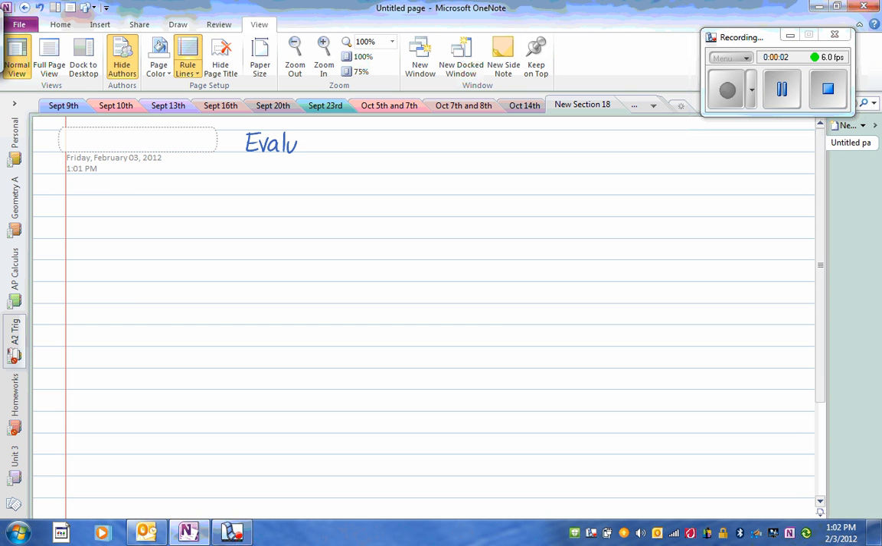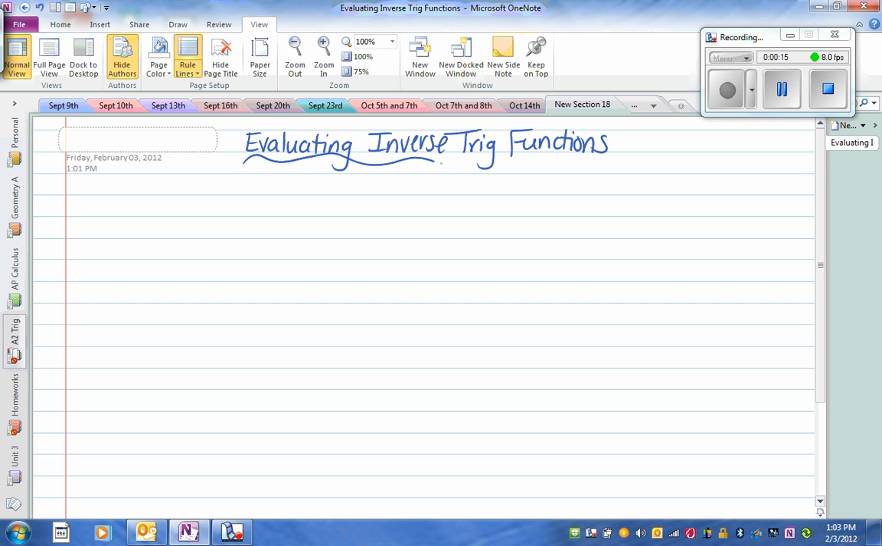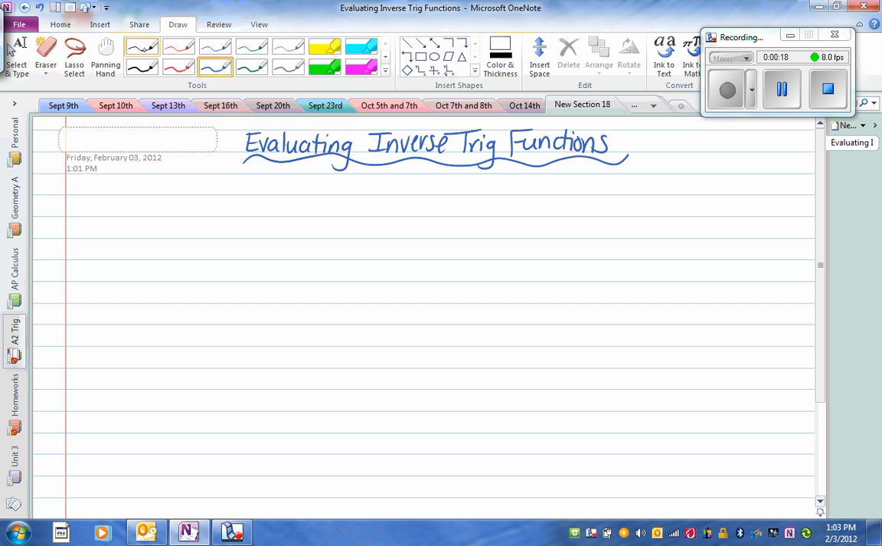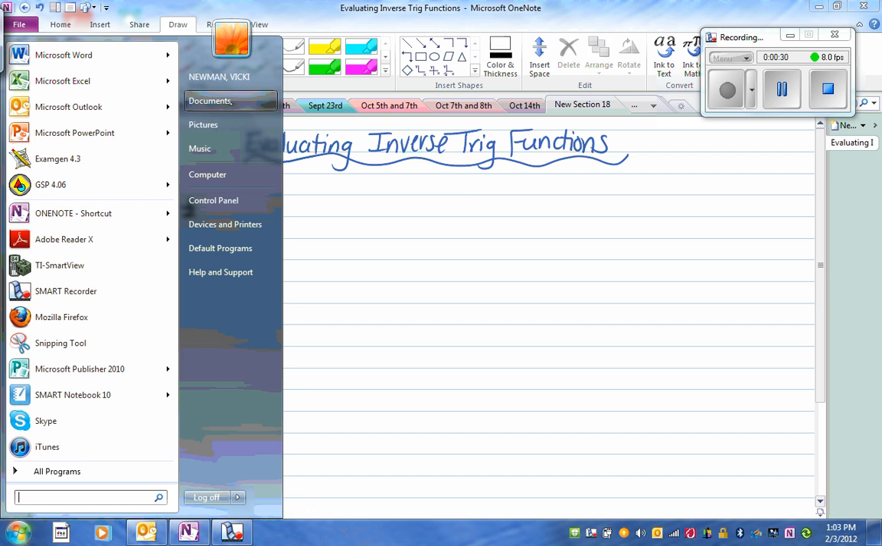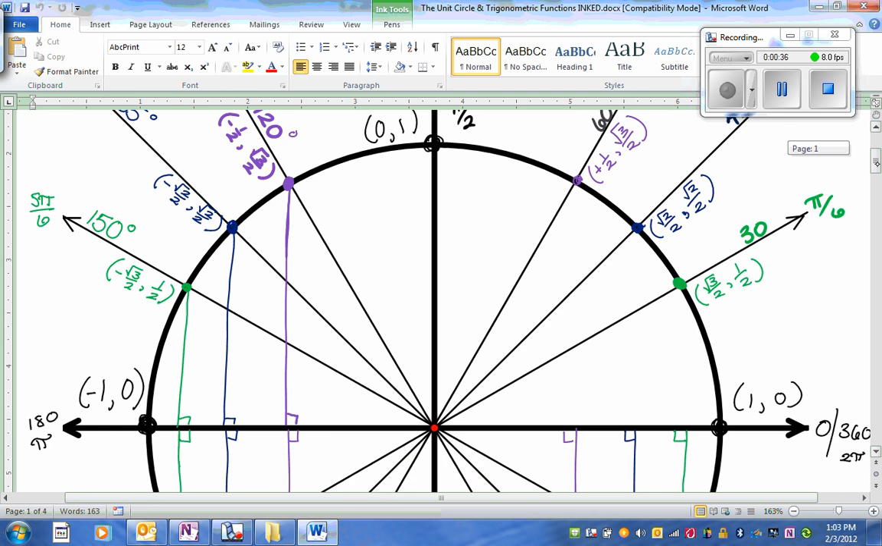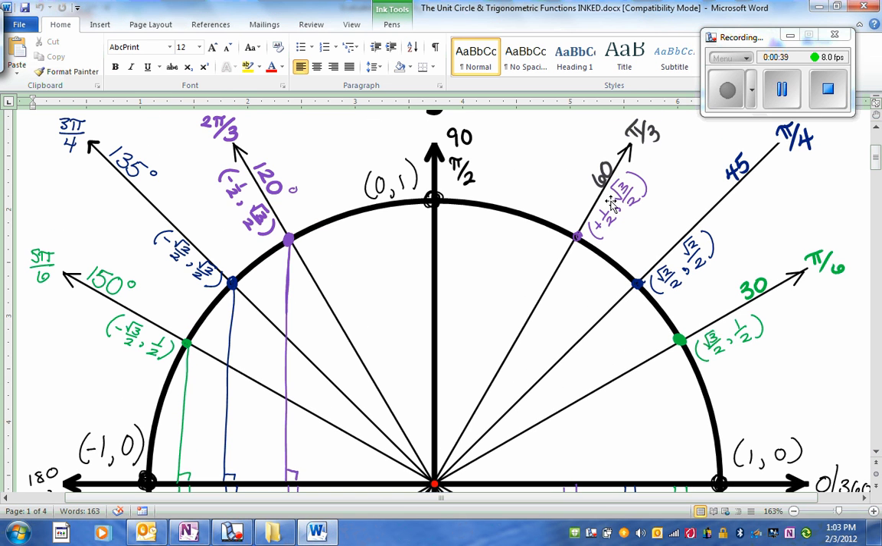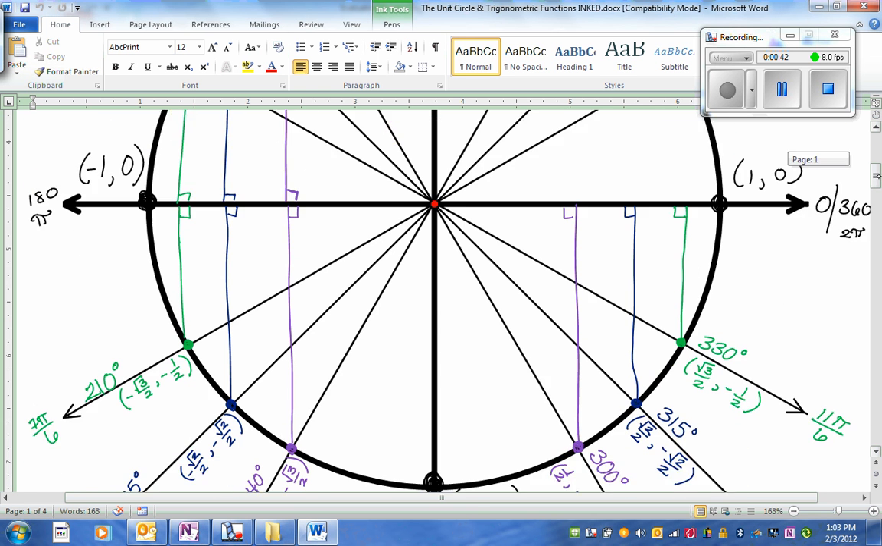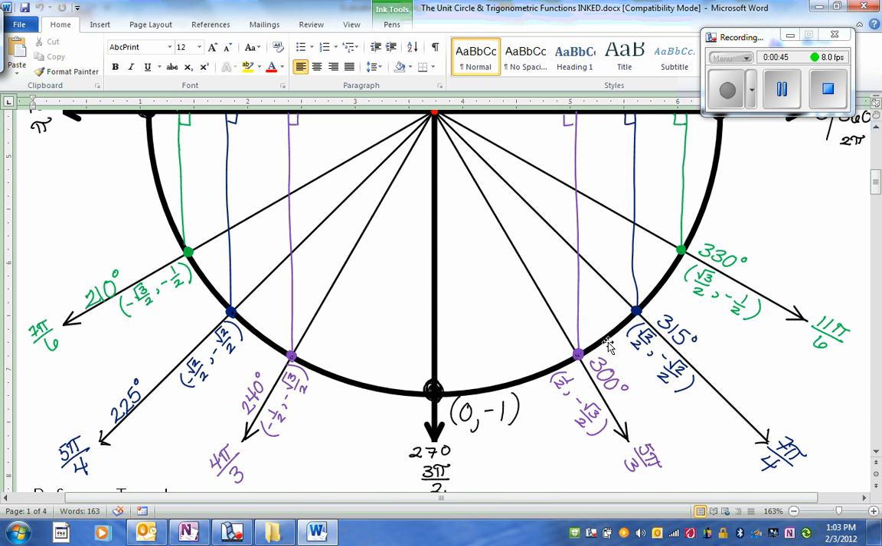Evaluating inverse trig functions. So if I have cosine theta equals 1/2, you can see on the unit circle that x is positive 1/2 right here at the angle 60, and all the way down here at the angle 300. Those are the two places.